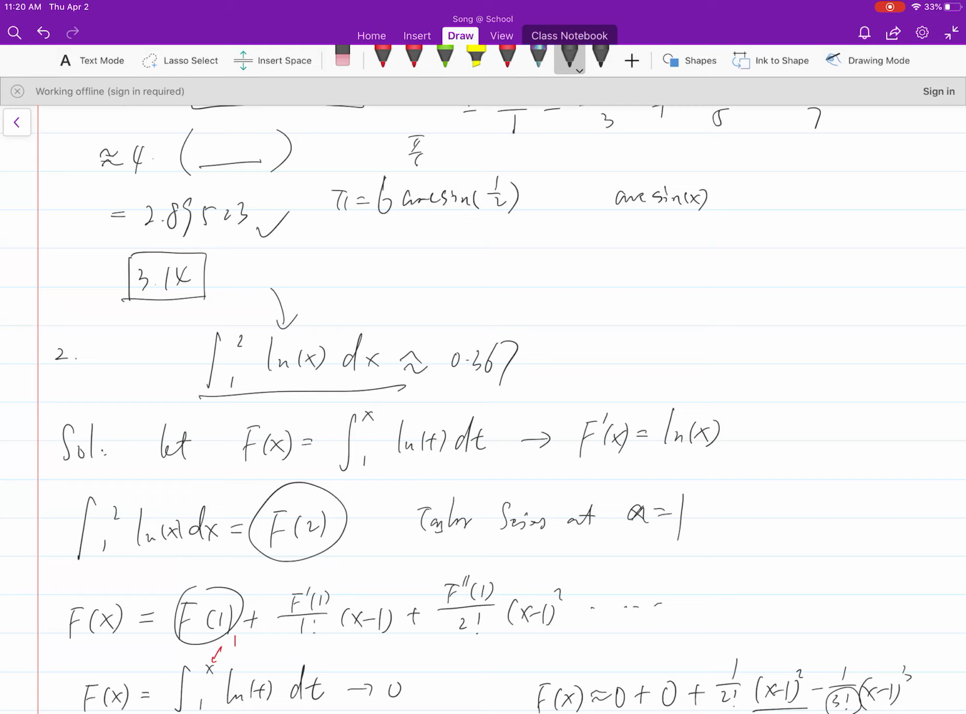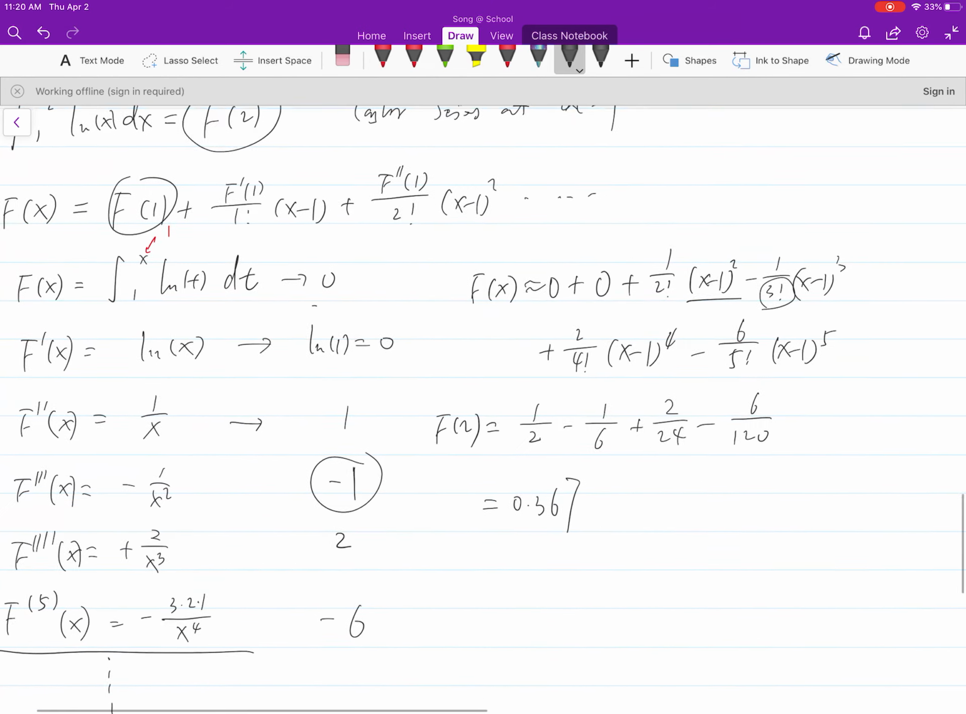Well, let's use a calculator to find out what the real integral is. Or you can do integration by parts. The real one is going to be ln 4 minus 1, which is roughly 0.386. So you are roughly 0.02 off, which is not too bad.